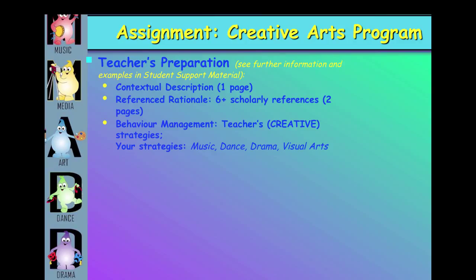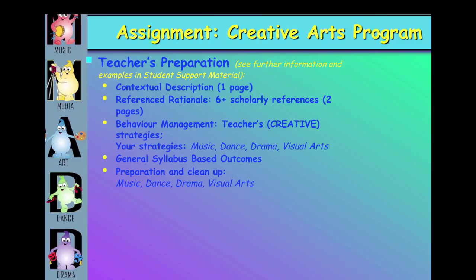Then you need to list behaviour management strategies, both the teachers using the creative model and your strategies on how to teach music, dance, drama and visual arts. These will be different for each art form. If you remember from chapter 2 in Mad About the Arts, creative stands for children, rules, rewards and routines, the environment, attitudes, time and resource management, interaction, variety and effective communication. And they're the 8 aspects you need to cover in talking about the teacher's strategies.